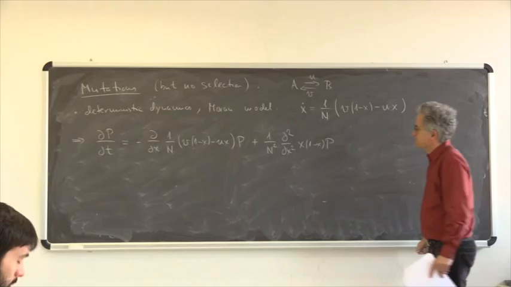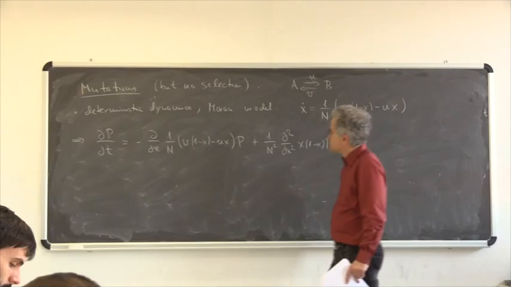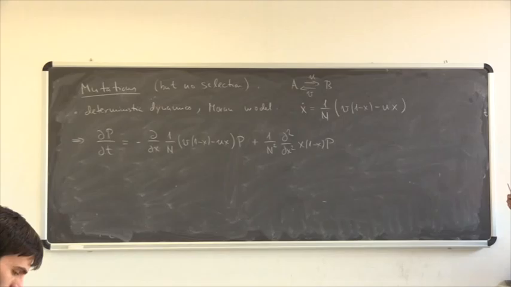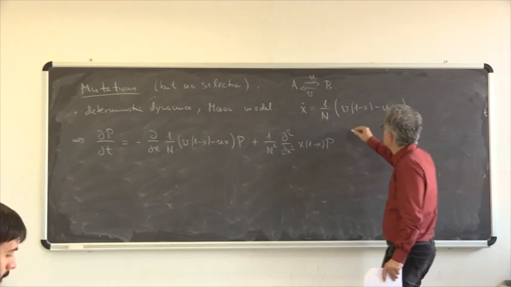And so we have again the same problem that we had with selection, that this mutation term is formally of order 1 over n, whereas the genetic drift term is of order n squared. So again, in order to have a well-defined limit, we need to rescale the mutation rates.